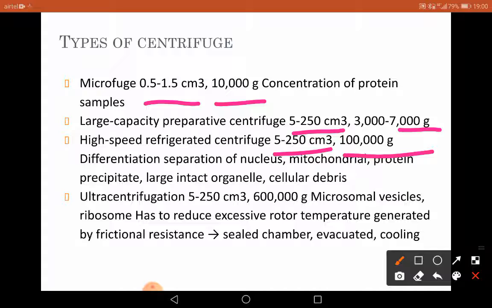Ultracentrifugation is used for microsomal vesicles, ribosomes. So here, because the density of these particles is very, very small, hence we need to go for ultracentrifuge whose speed will be around 600 G. Ribosomes has to reduce excessive rotor temperature generated by frictional resistance, sealed chamber, and evacuated cleaning.